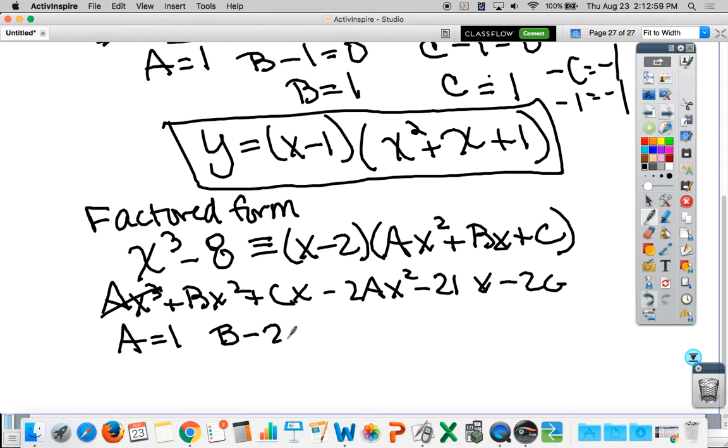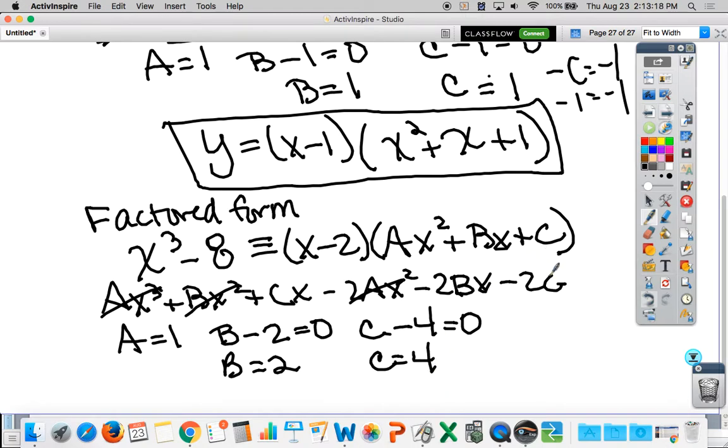My b minus 2 is 0. I hope y'all put a 0 there. So b is 2. That's a B. C minus 4 equals 0, so C equals 4. So I think I have my C, but let me double check this. Negative 2 times 4 equals negative 8. So I know I've got all the right ones. Are there any questions on doing this process?